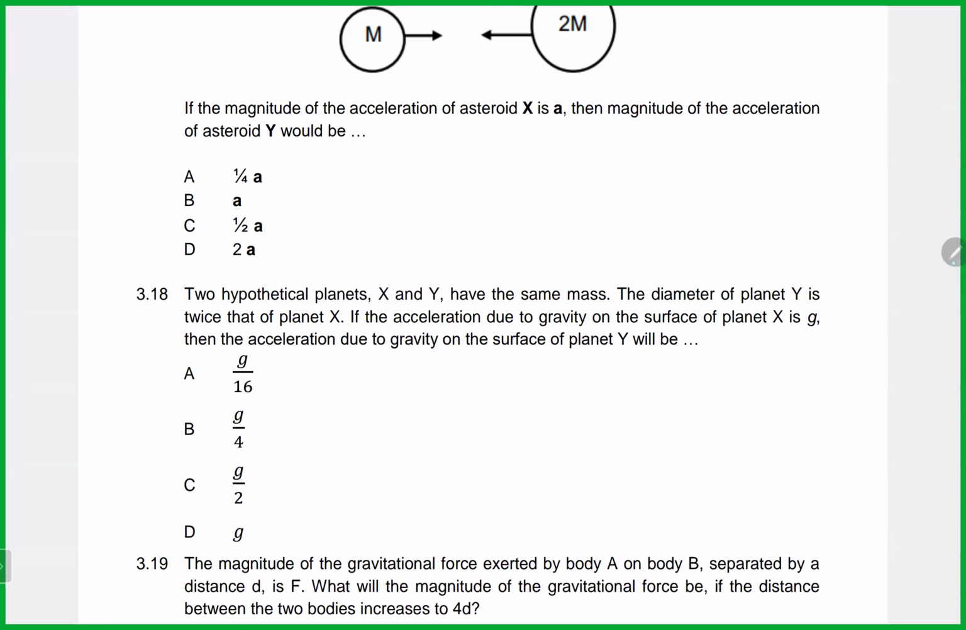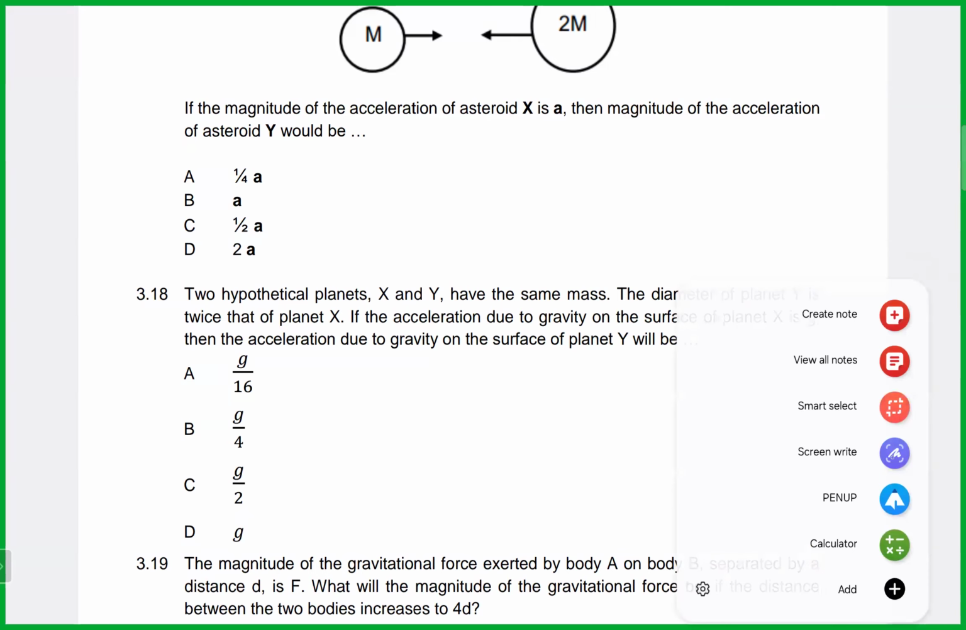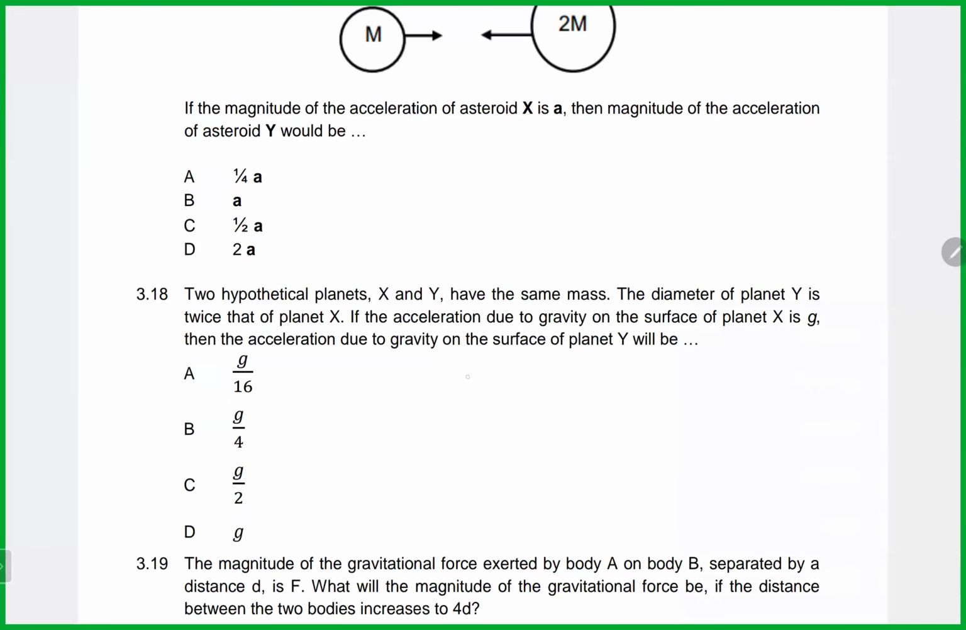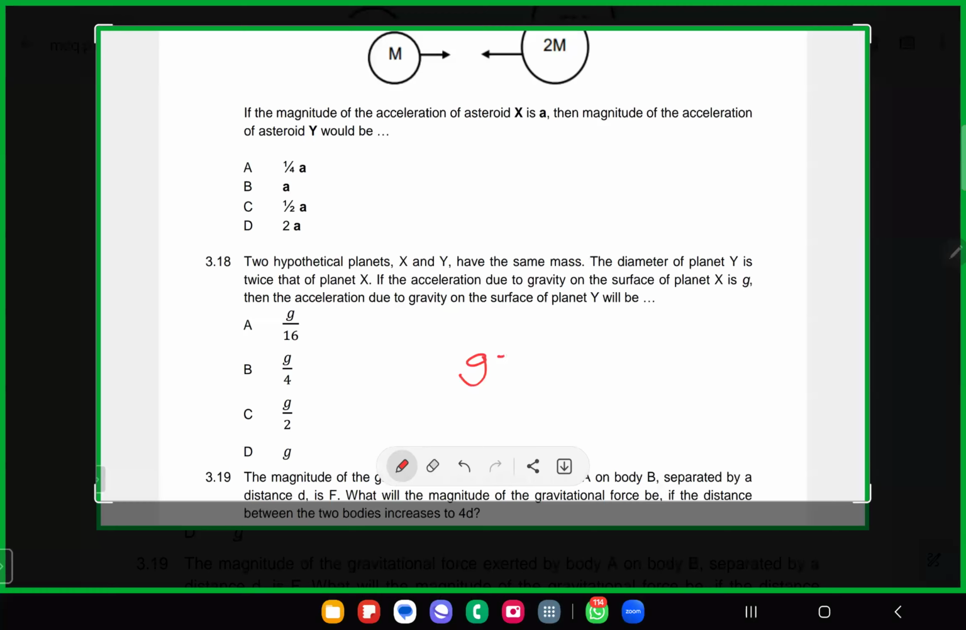So, for those of you that don't know this or don't remember this, g is equal to GM over R squared. It's inversely proportional to your R squared, so g equals 1 over R squared. If you double the radius, you're going to have a new factor of 2 in the bottom, so it's going to be 2 squared. So your new g is going to be 1 over 4 the original g, which was the g of X. So the answer there is B.